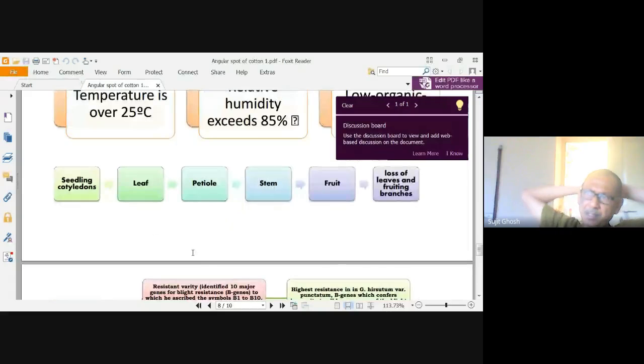Now, if it is being observed, then we observe whether the seedling cotyledons are being affected or not. From seedling cotyledon it transfers to the leaf, as you know that the cotyledon will ultimately form the leaf. From the leaf they transfer into the leaf petioles, then from the petiole to the stem.